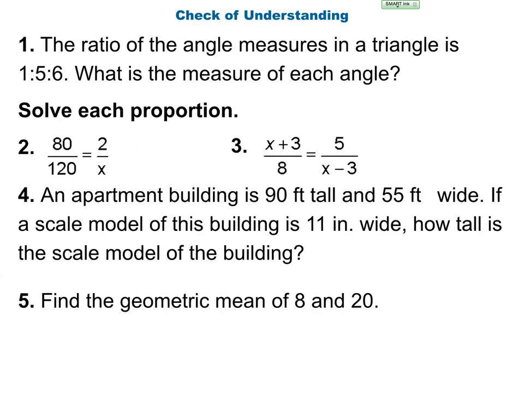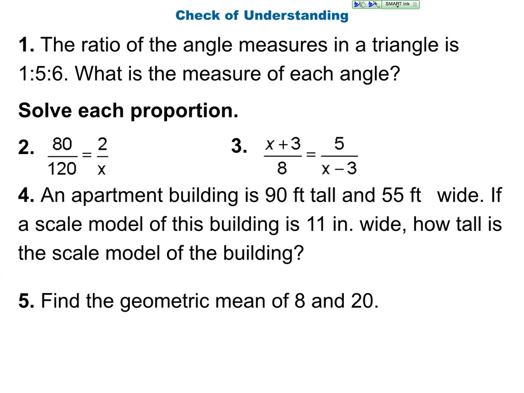As I was clicking through things that I was skipping, I noticed that I skipped one, like number 4, so let's at least take a look at it before I have you work on your assignment. An apartment building's 90 feet tall and 55 feet wide. If the scale model of this building is 11 inches wide, how tall is the scale model of the building? You can set up proportions, okay? And there's more than one way you could set it up. So if we compare height to height and width to width, that would be one way we could do it.